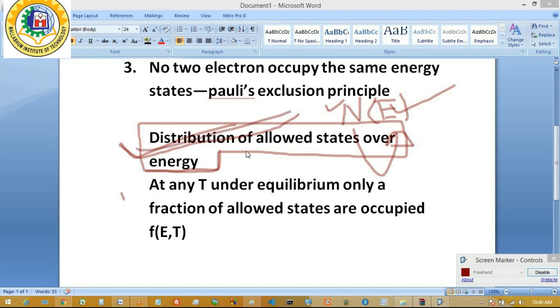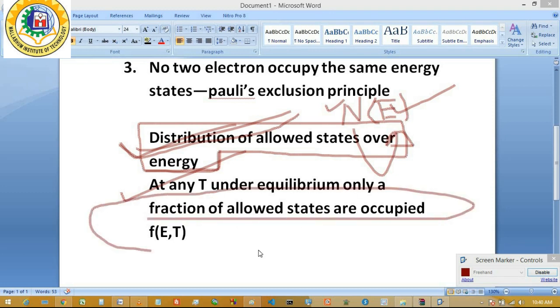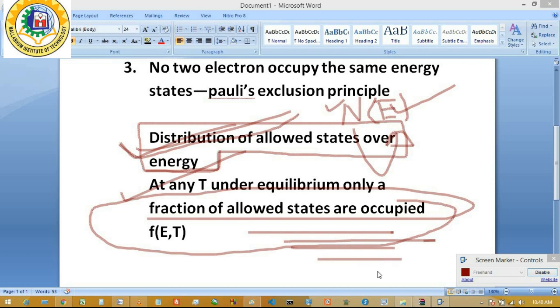And the third tenet is that at a given temperature and under equilibrium condition, only a fraction of allowed states are occupied, and that is called the Fermi-Dirac distribution function, F(E,T). That means if a number of energy states are available in an atom, not all of the energy states are occupied at a given temperature and under equilibrium.